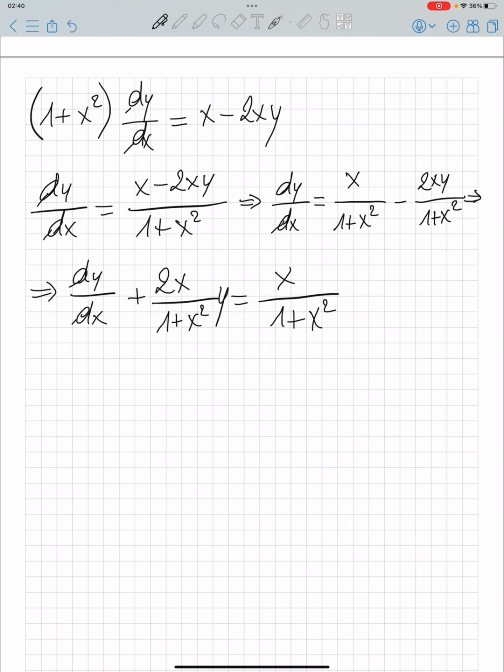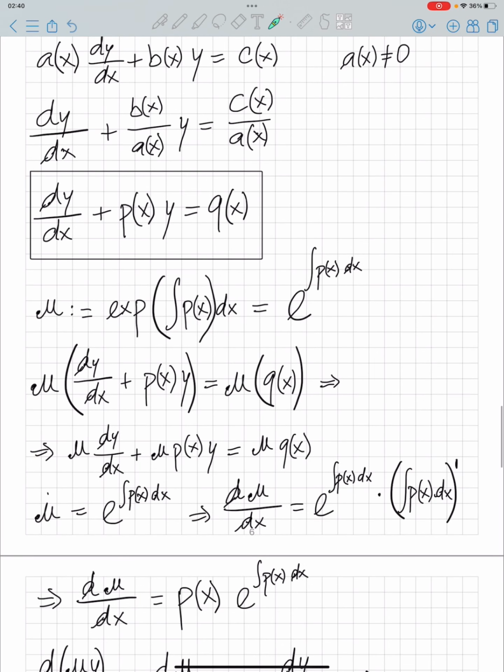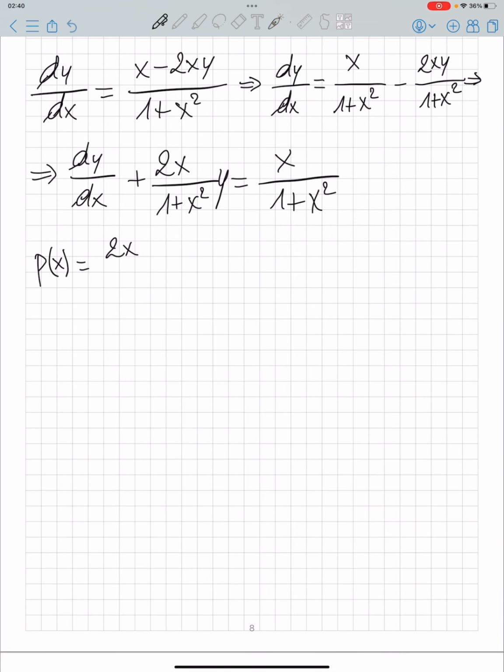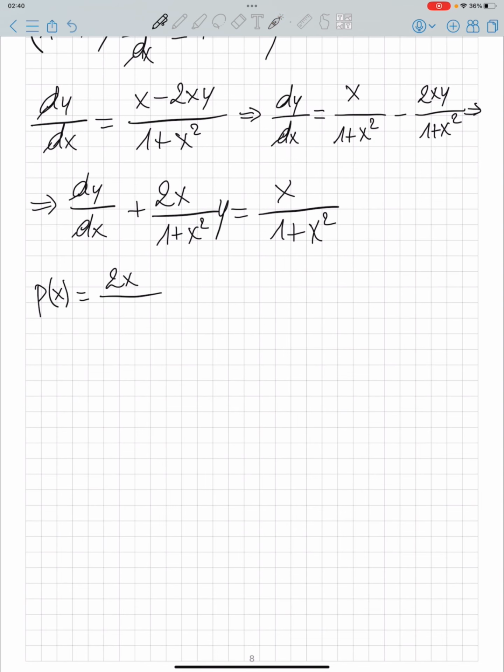So now we can define our p of x, which is, as you can see, this one here, which is the coefficient of this y, as you can see in this formula. So this is p of x, right? So p of x is equal to this 2x over 1 plus x squared, and our q of x is equal to this one, right? So q of x is equal to x over 1 plus x squared.